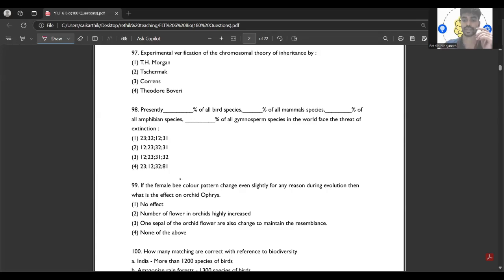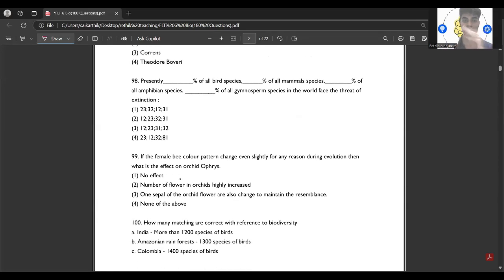97th question. Coming to that, it is experimental verification. Now can you see it is T.H. Morgan. Correct. So 98 question is like fill in the blanks. Presently dash percent of bird species, dash percent of mammalian species, and dash percent of all amphibian species, dash percent of all gymnosperm species in the world face a threat of extinction.